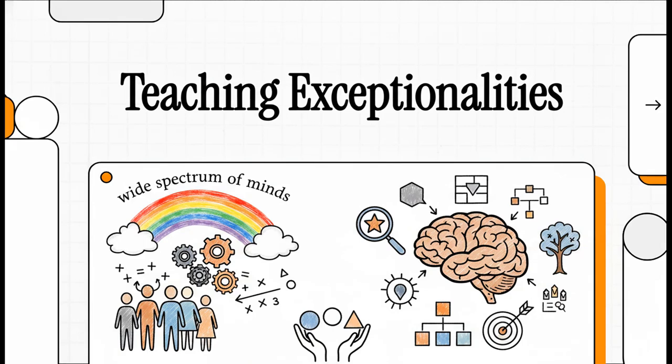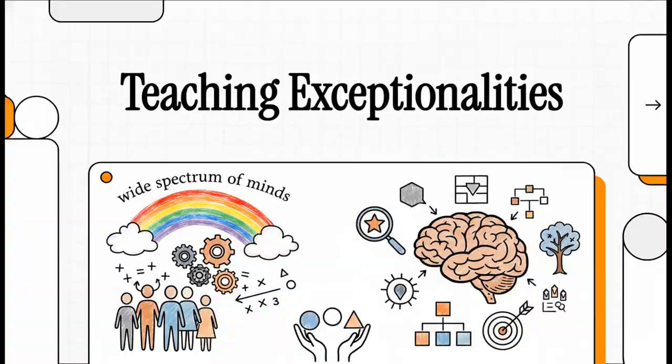Okay, picture a classroom. What you're really looking at is a beautifully wide spectrum of minds, right? Brains that are literally wired in completely different ways. Today, in this explainer, we're going to break down exactly how to build equitable, highly effective mathematics environments where every single exceptional learner gets exactly what they need to thrive.